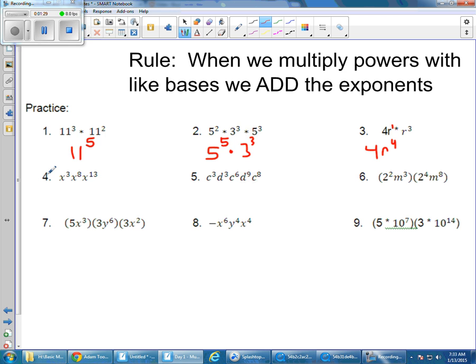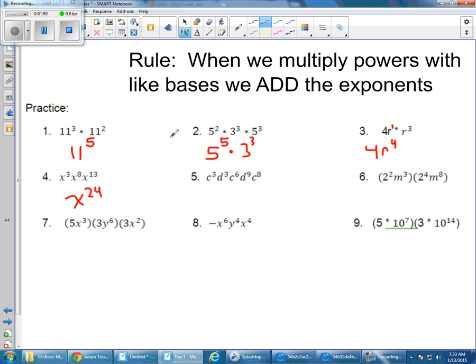Number 4, I've got all the same base, so x, x, x, and then I've got 3, 8, and 13. So I'm going to add them. 3 plus 8 is 11. 11 plus 13 is 24. So I get x to the 24th power.